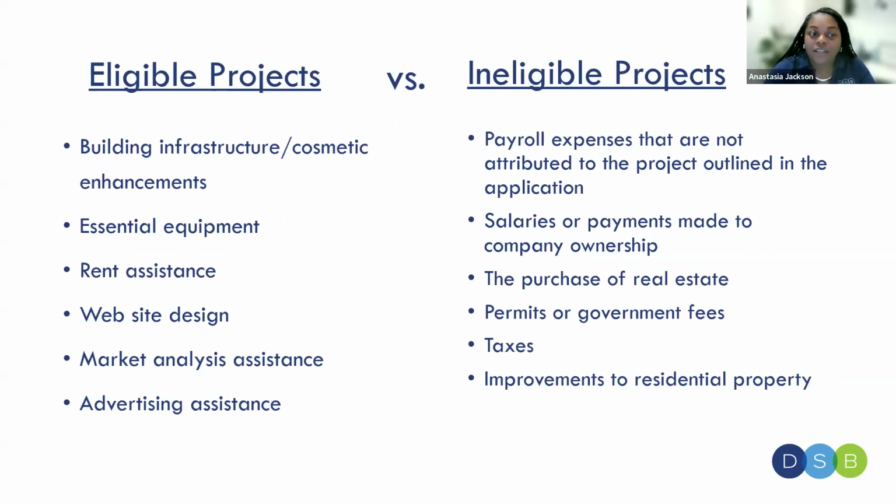So here is a list of eligible projects and ineligible project items. I'm not going to go through all of them because you can read through them yourself, but two that jump out to me are, for eligible projects, essential equipment. So if you need that washer and dryer that Director JJ mentioned earlier, that is an essential and eligible project item. For ineligible expenses, purchase of real estate. You cannot purchase a home with the EDGE grant funding. That is an ineligible expense. Permits, government fees, and taxes are also not eligible. Next slide, please.